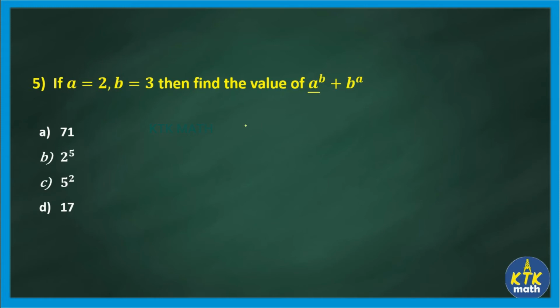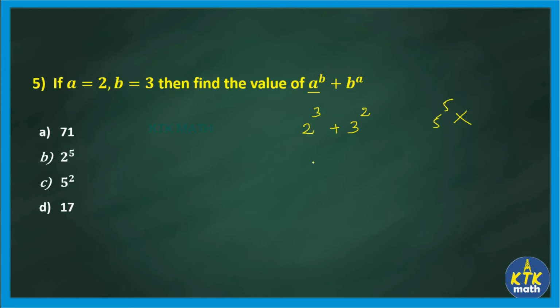What is A power B? It's nothing but 2 power 3, because A value 2, B value 3. The same way, B power A, so you are going to write it as 3 power 2. 2 power 3 plus 3 power 2. So don't write the answer as 5 power 5. It's not like that, because when addition is given to you, you need to find the power and then you can add.